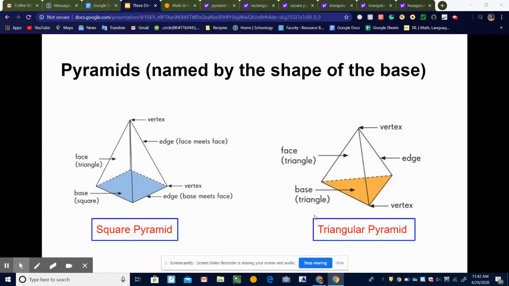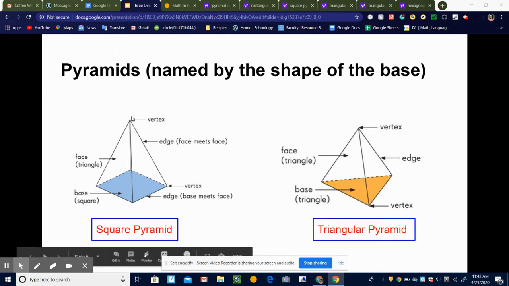So the second type of solid figure we're going to talk about is a pyramid. And a pyramid is different from a prism because a prism had two bases. It had one at the top, one at the bottom. But a pyramid only has one base. And then the other sides are triangles which come together to form a point.